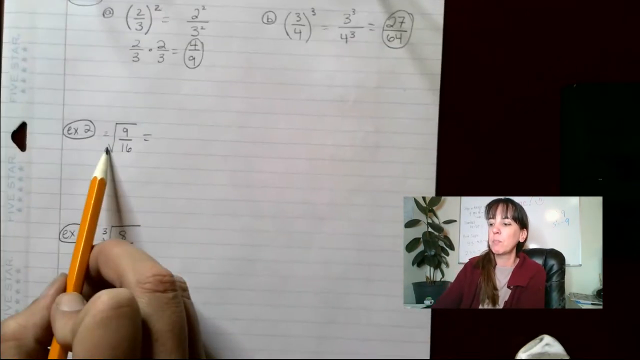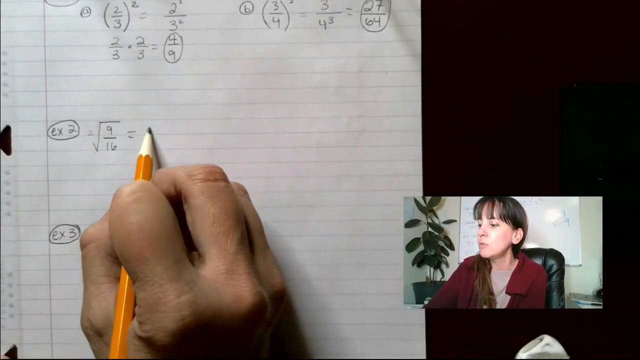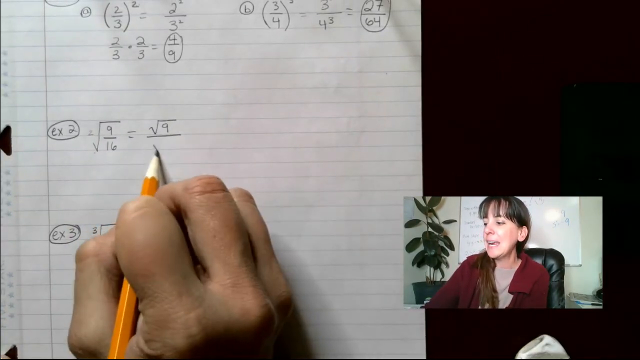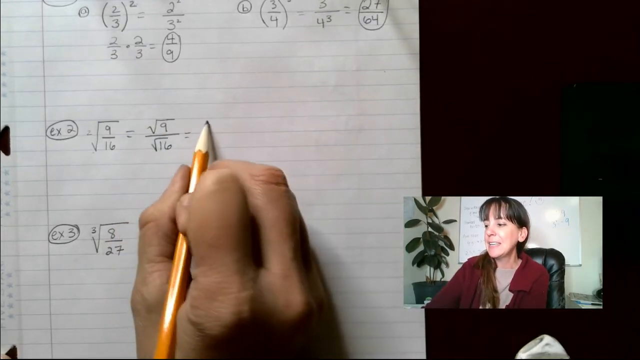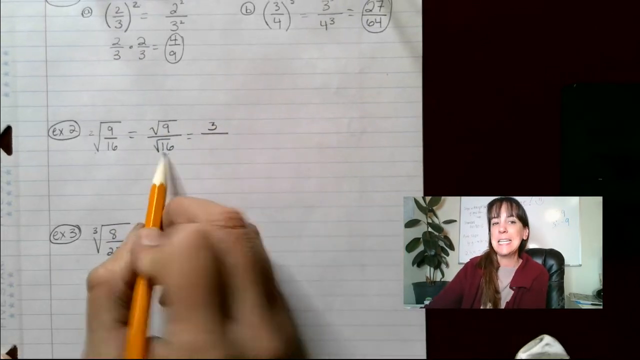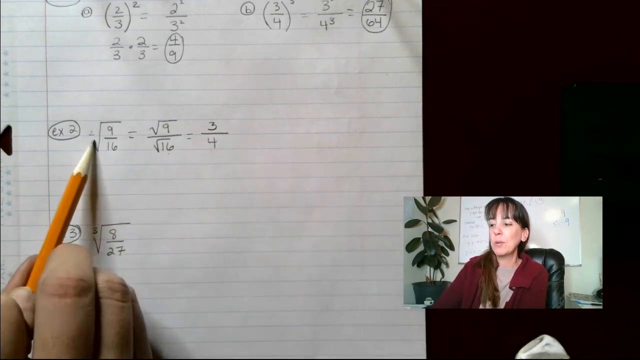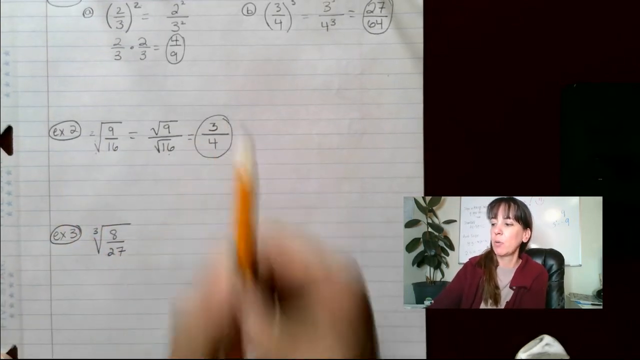Keep in mind, if it's a big house like this, it can be broken up into 2 different houses: 9 and 16. Conveniently, we know the square root of 9 is 3. We know the square root of 16 is 4. So the square root of 9/16 is 3/4.